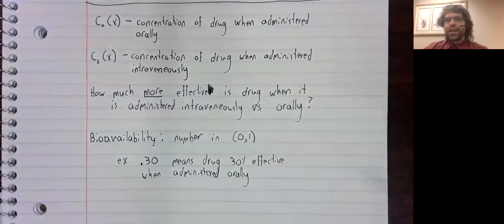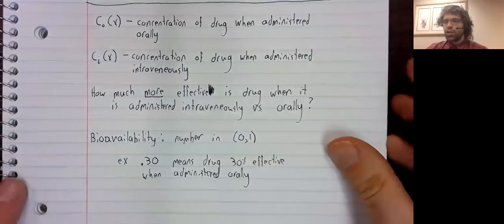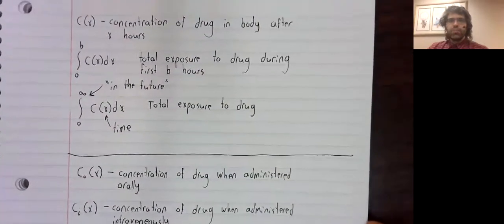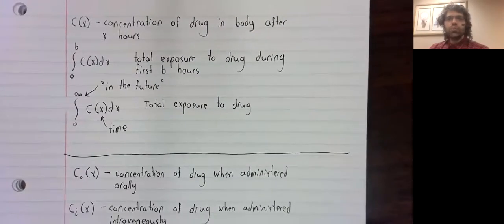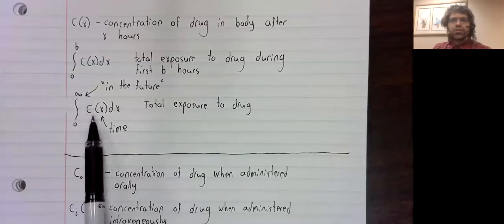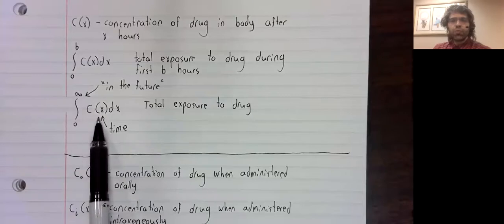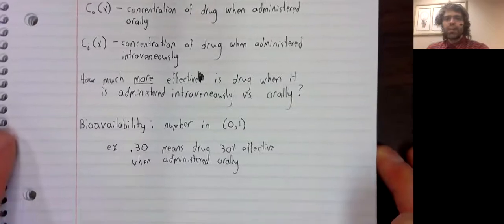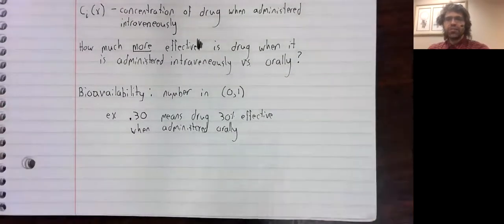We measure the effectiveness of the drug by looking at exposure. Presumably, these things are directly related. The more exposure you have to a drug, the more effect it will have. And exposure is defined using an improper integral, ergo, bioavailability is defined using an improper integral.